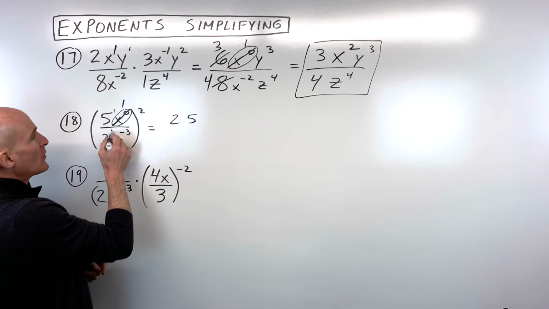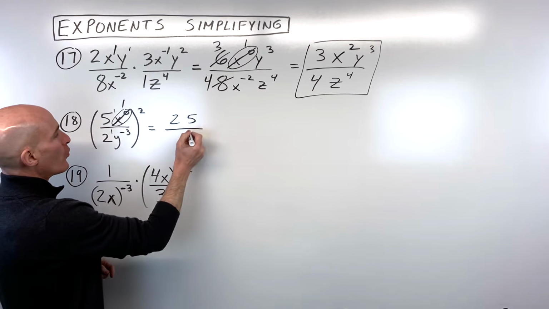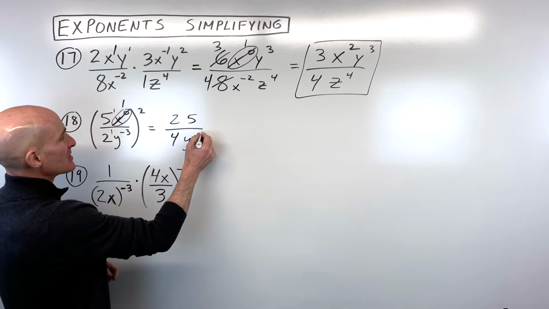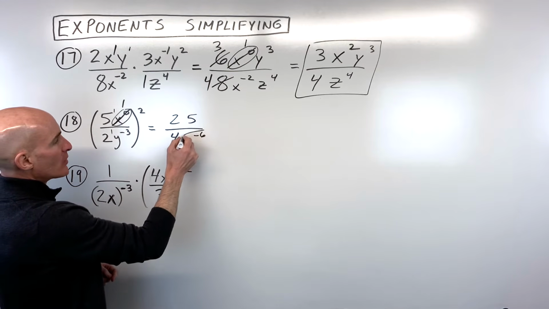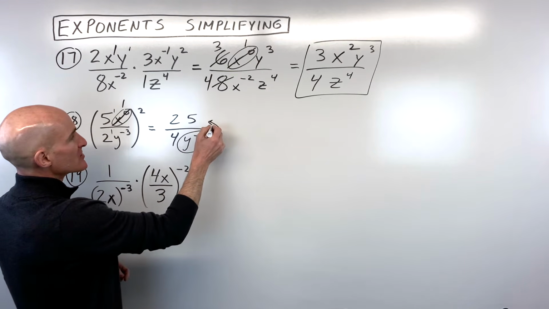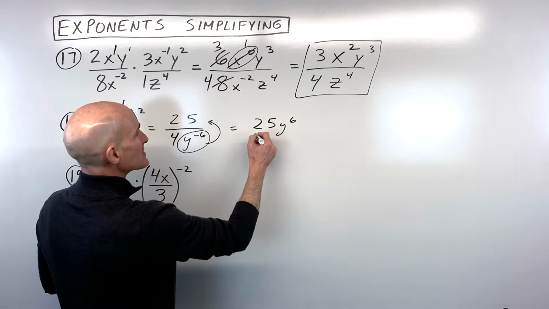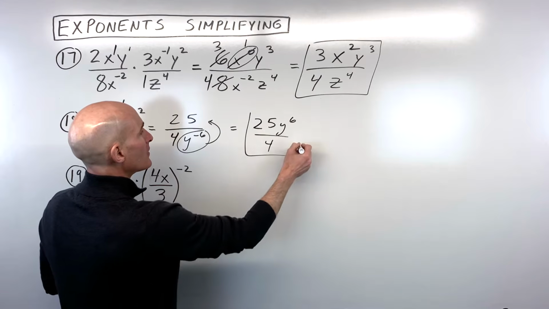And this is like a 1. 1 times 2 is 2. 2 squared is 4. And then negative 3 times 2 is negative 6. Now, we don't want that negative exponent, so we're going to move this quantity to the other side of the fraction and make this 25y to the positive 6 all over 4.